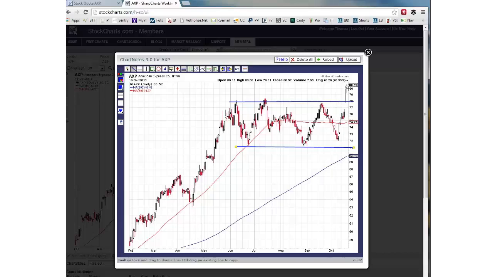Now, it's already up here at 80.50. I probably wouldn't buy it just here. I'm waiting for a little bit of a pullback before I buy that. But that's a great looking chart. That's exactly what you want to see with a rectangle pattern.